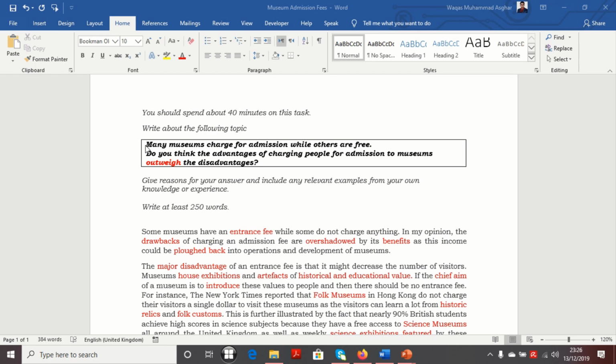Today we are going to discuss another type of essay, which is whether the advantages outweigh the disadvantages. This is a very important type of essay because this type of question can normally come in your exam, and whenever students are facing this type of question, they're making a lot of mistakes. So today I will help them to answer this question perfectly in exams.